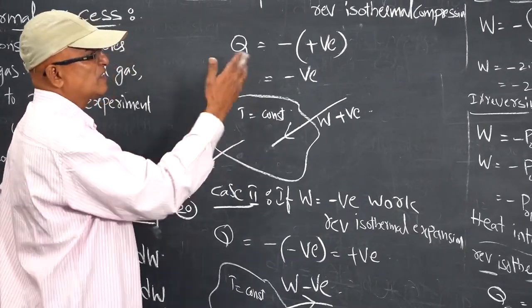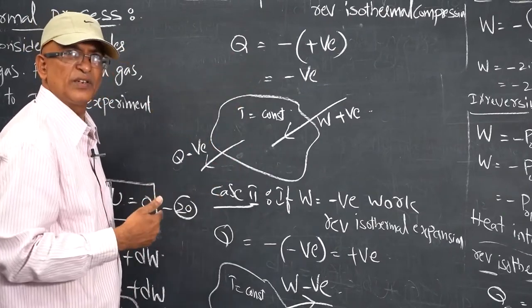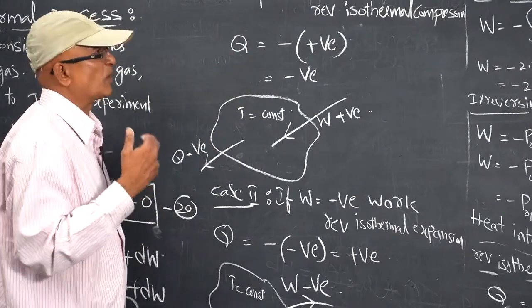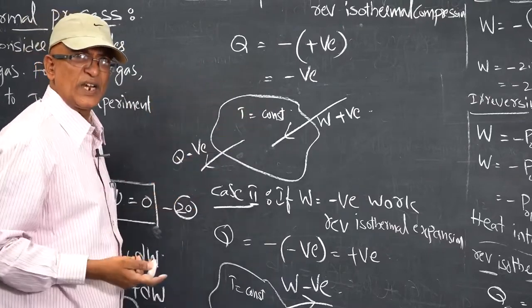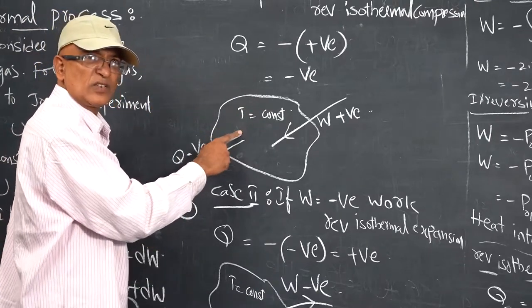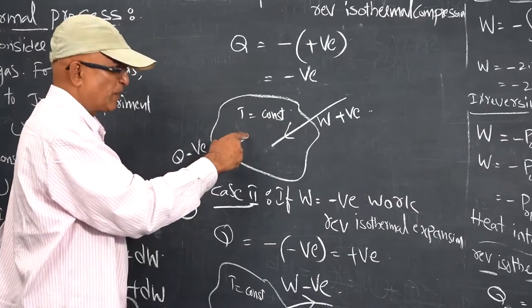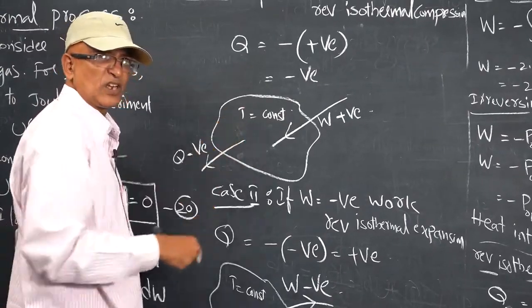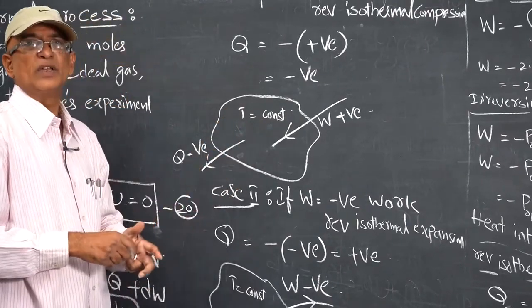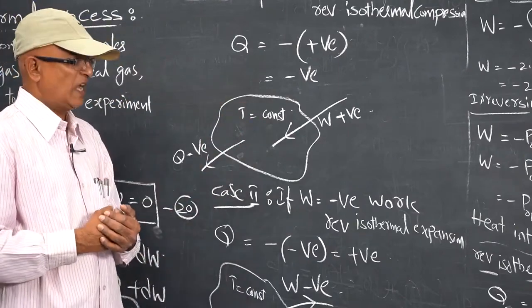So why is a system giving out heat in an isothermal process? In an isothermal process, the system is giving out heat to maintain the temperature constant. Because it is an isothermal process, temperature should be constant. To keep the temperature constant, the system is giving out heat as a result of reversible isothermal compression.